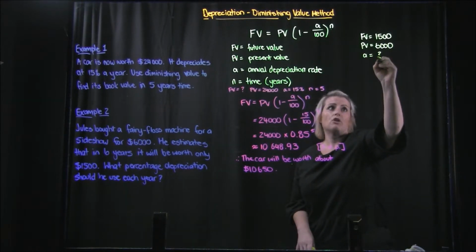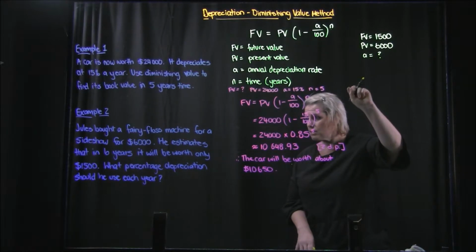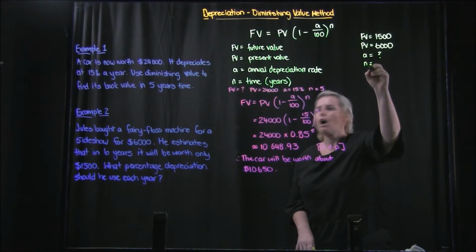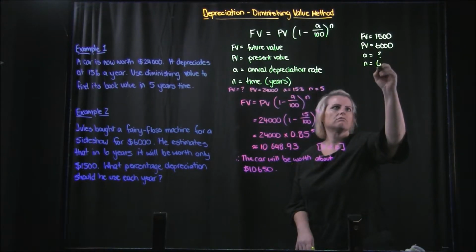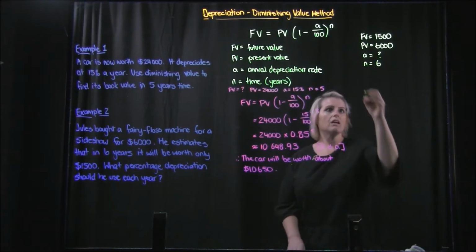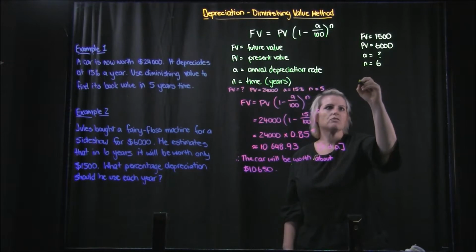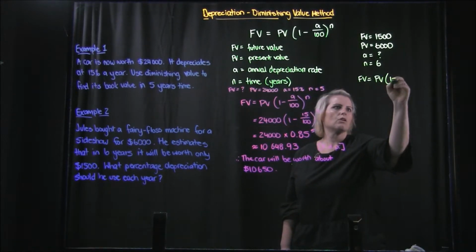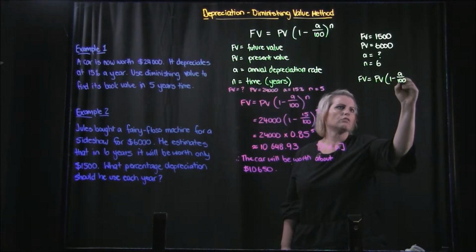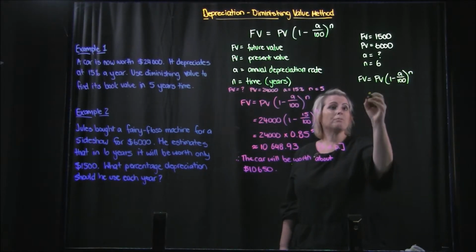Appreciation rate, we don't know. That's what we need to find out. And our time is 6 years. Okay. Now, write our formula. So, future value equals present value times 1 minus A over 100 to the n. And then we plug in what we know.